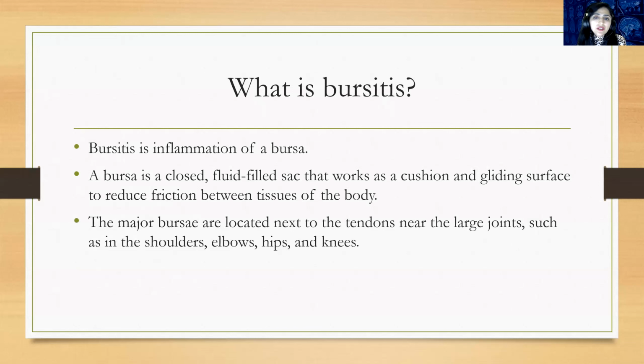So what is bursitis? So bursa is a closed fluid-filled sac that actually works as a cushion or gliding surface between the tendon and bone, because the tendons, when they attach on the bones along the big joints, and because of the movement around the joints, these tendons are prone to wear and tear. But the purpose of bursa is to protect that tendon.